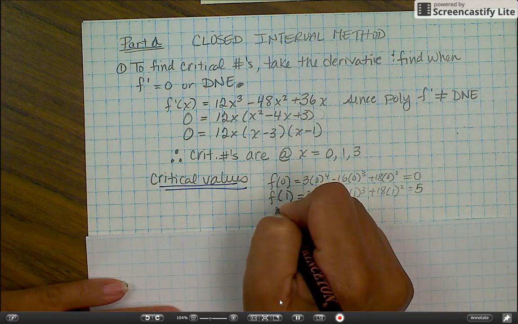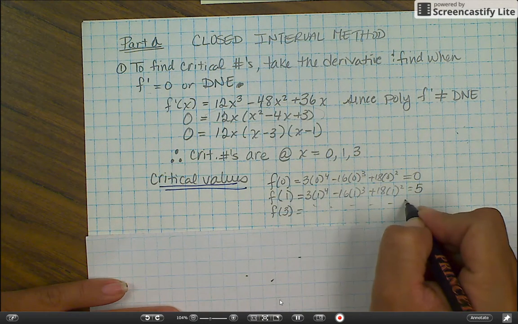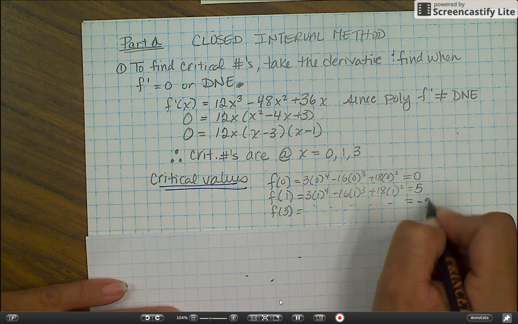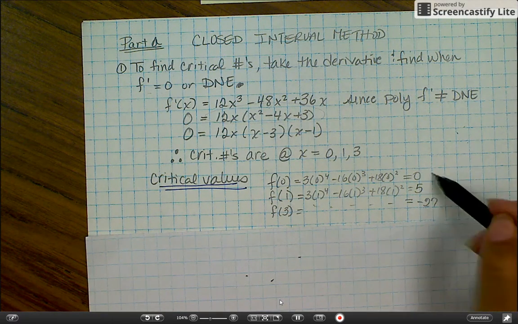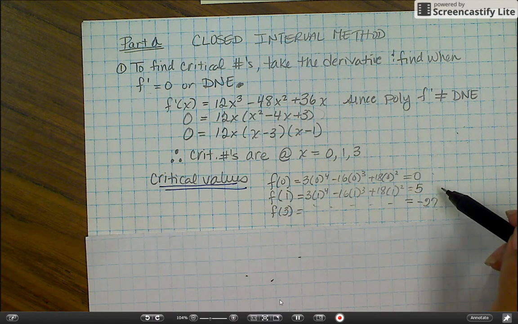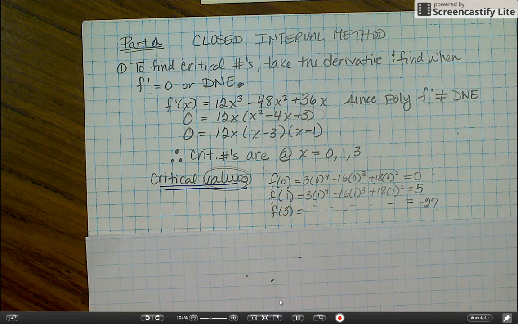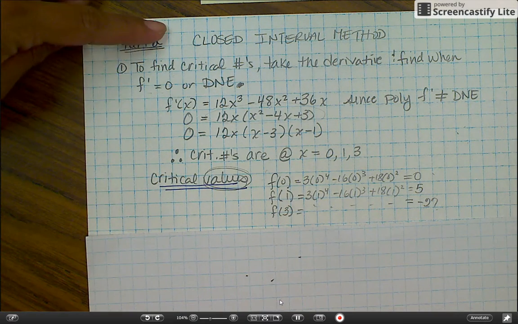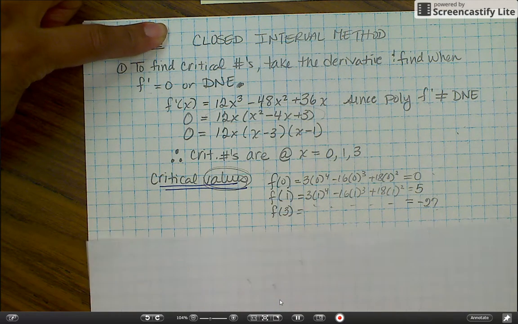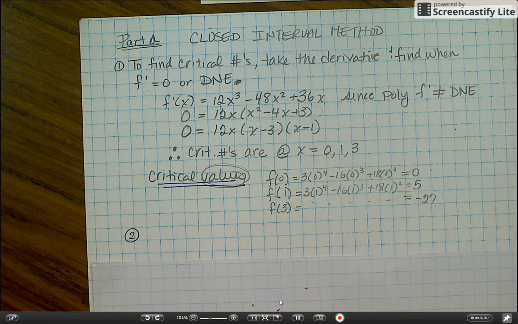And then you do the same thing for 3, and you end up getting -27. So those are your critical values, which are all also y values. It's important for you to remember, values means y value. That's what we're talking about. Okay, so that is the first step in our closed interval method. Now, what is the second step? The second step was to find the values of the endpoints.